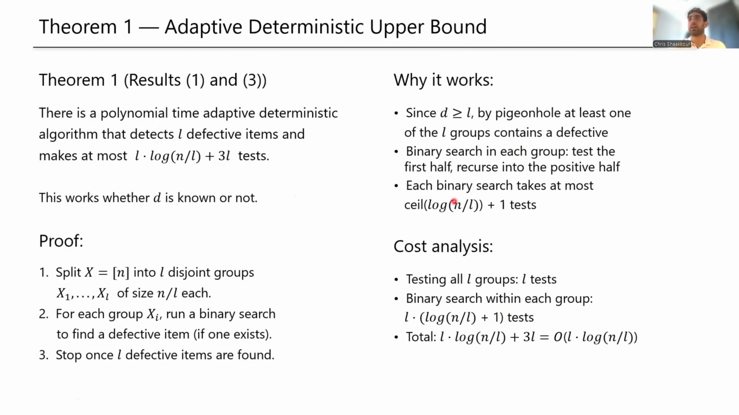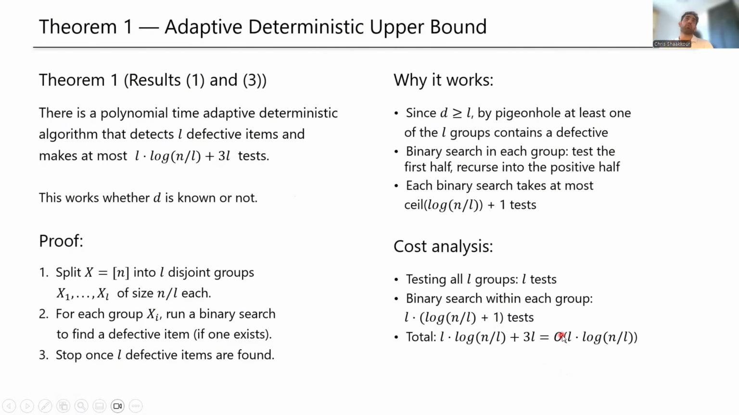So from here, we get log N divided by L plus 1 tests. For each group, we run log N divided by L plus 1 tests, and we have L groups like this. So this is where the upper bound for the adaptive deterministic algorithms comes from. The cost analysis is: testing all groups is L tests. Binary search within each group takes log N divided by L plus 1. If we multiply this by L, we get a total of L log N divided by L plus 3L. So it is equal to the time complexity of O of L times log N divided by L.